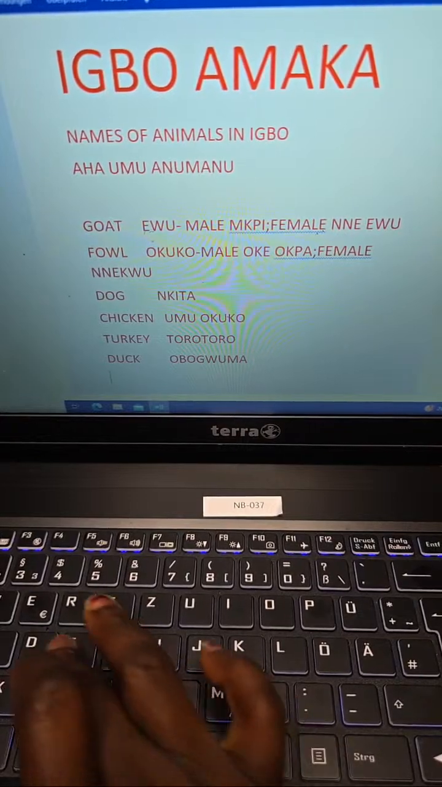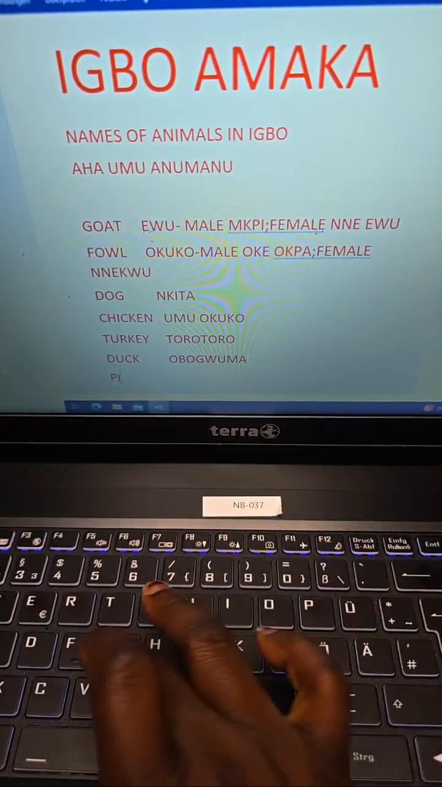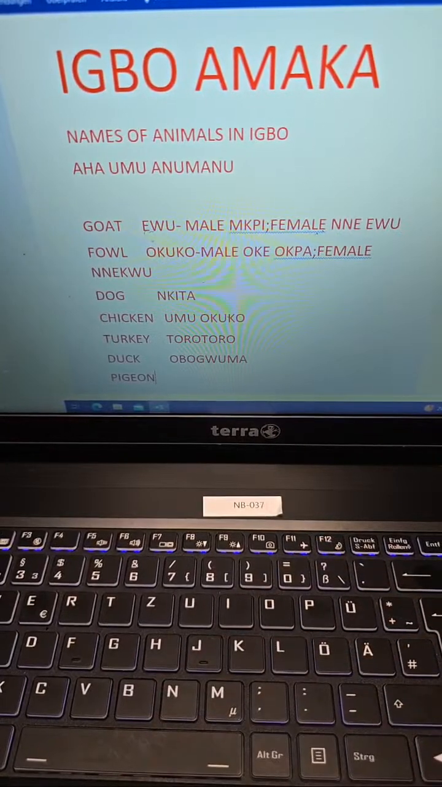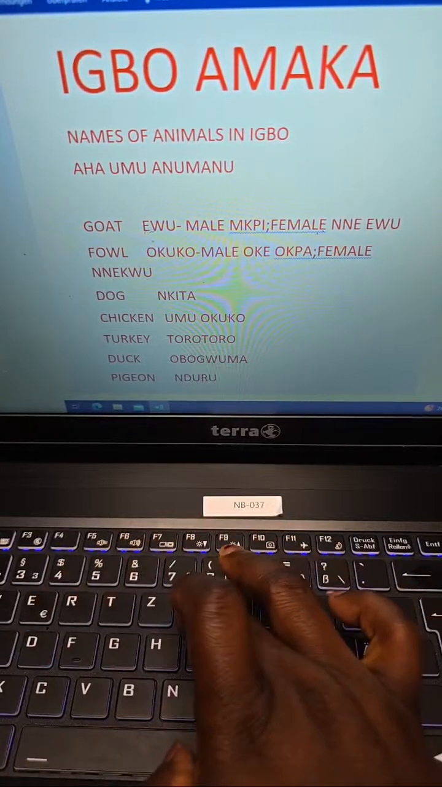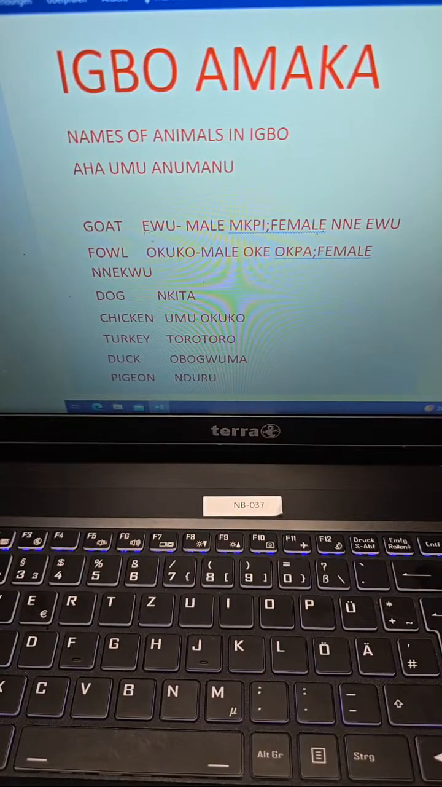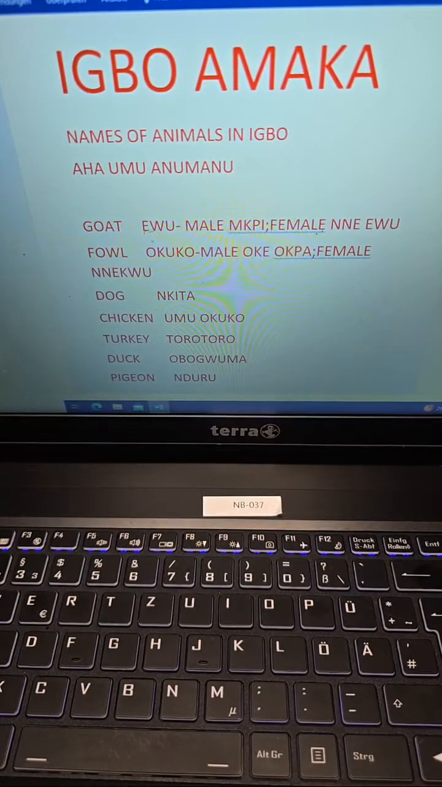Then we have the pigeon. The pigeon is known as nduru.